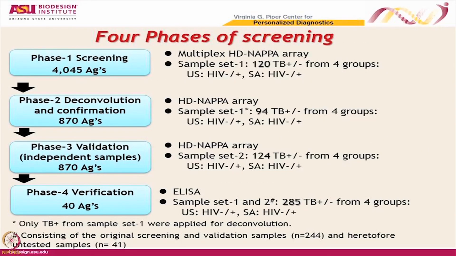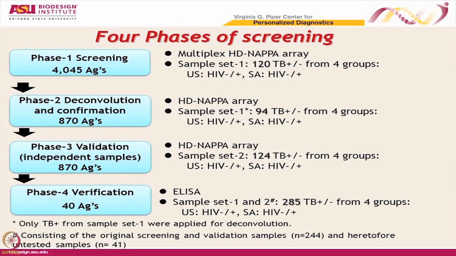Okay? And so this is kind of a summary of that. In phase 1, we screened 4,000 antigens, which is the entire proteome of TB. Phase 2, we did a deconvolution on what turned out to be about 870 antigens. We did those 870 antigens on an independent set of samples, and then we did an ELISA verification on the best 40 of all those. All right, and then this kind of gives you a breakdown.